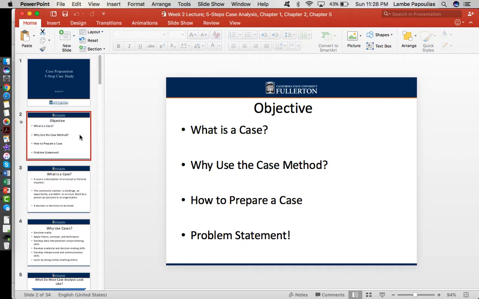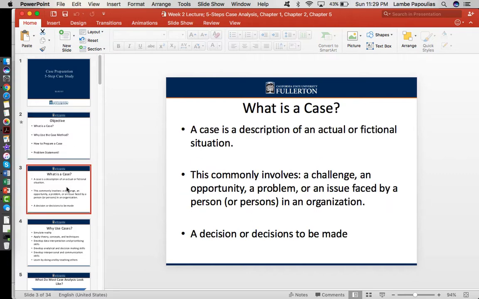It lets you know what is a case, kind of what we talked about. Why do we use the case method? How to prepare a case? And discussing a problem statement. So what is a case? A case is a description of an actual or fictional situation. This commonly involves a challenge, an opportunity, a problem, or an issue faced by a person or an organization, and a decision or decisions need to be made.